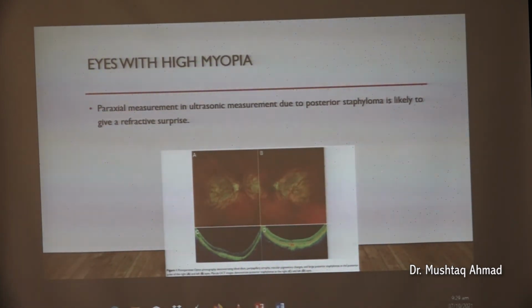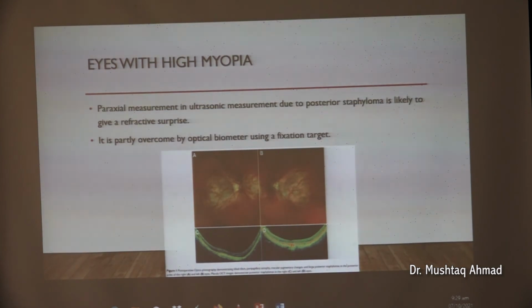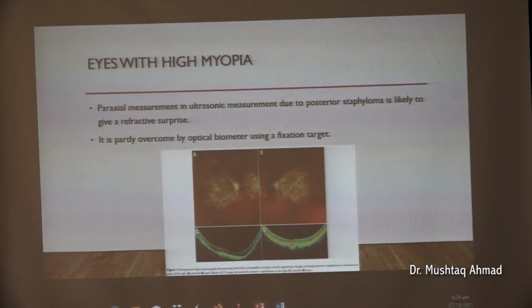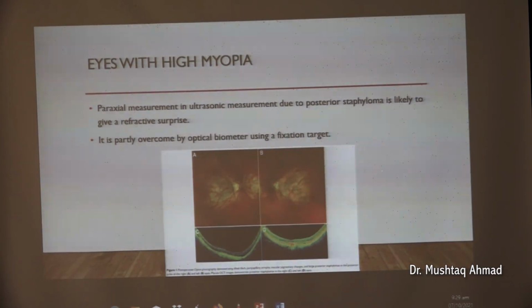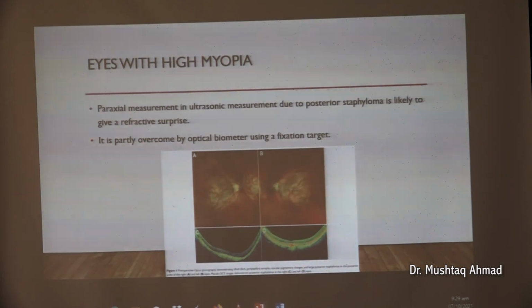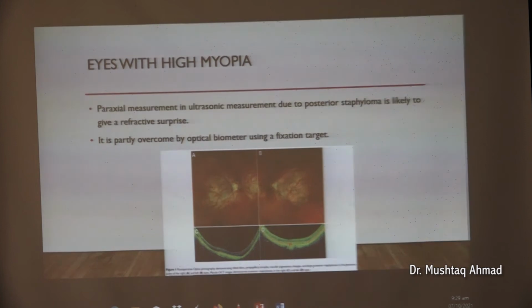In an eye with high myopia, paraxial measurement and ultrasonic measurement, due to posterior staphyloma, are likely to give a refractive surprise. It is partly overcome by optical biometry using a fixation target. So I think when there is high myopia and you plan surgery, conventional biometry will give a refractive surprise. So try to take the axial length measurement with the optical biometer. The patient will fixate, and another method is also available, like OCT. OCT is also available for exact calculation of axial length.